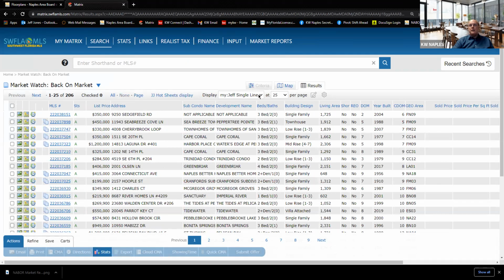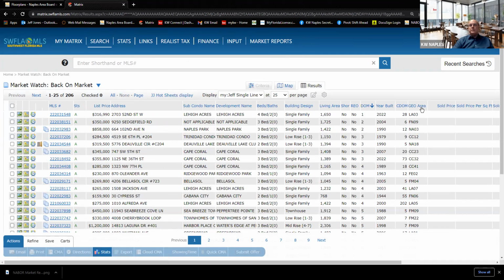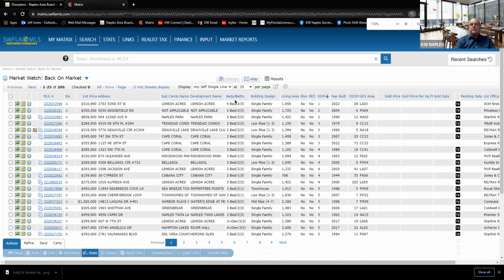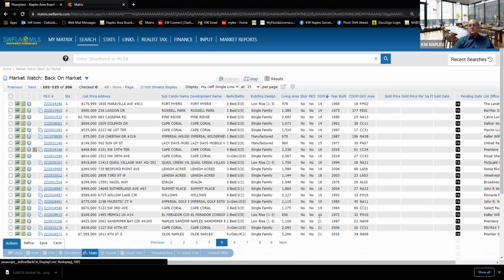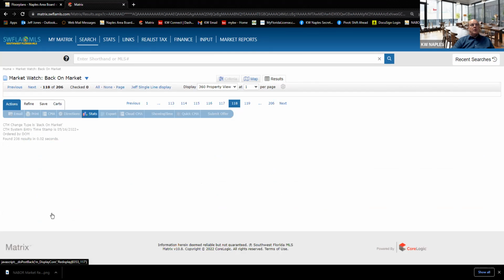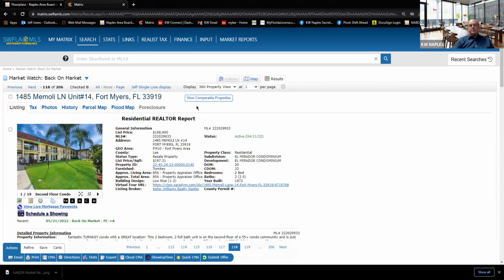Yeah, I'm going to sort this by days on market. So there's 202. Down my size here a little bit. There's 206 properties that have come back on the market in the last 7 days. All right, now I have to go to page 5 to get to 20 days. All right, so that's listing number 118 was back on the market after 20 days.